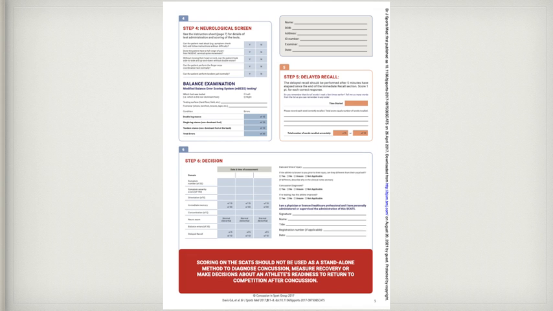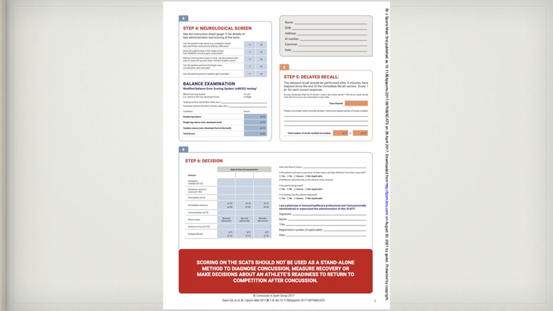Then step 5 is delayed recall. You do this after 5 minutes. So you tell them, I want you to remember these numbers. I usually have a set of numbers, 3, 6, 18. And you tell them, I want you to read those numbers. And in a couple minutes, I'm going to have you remember those numbers. And you do that a couple times. Because what we're trying to see is if they can recall stuff later.